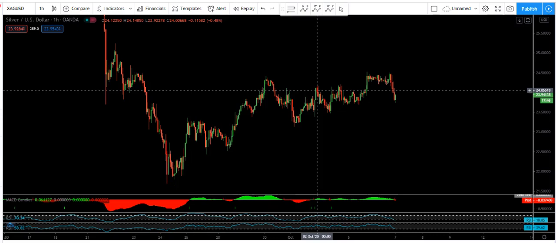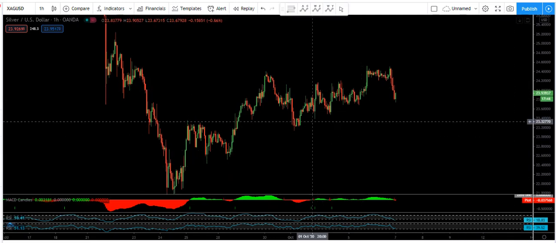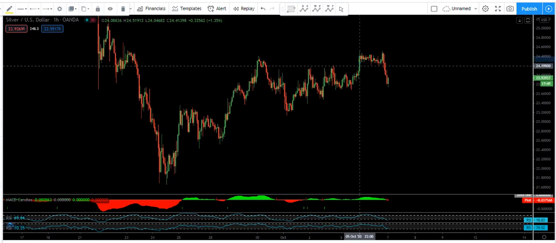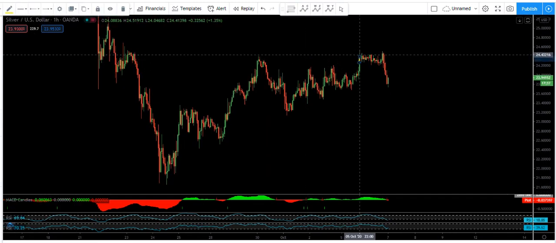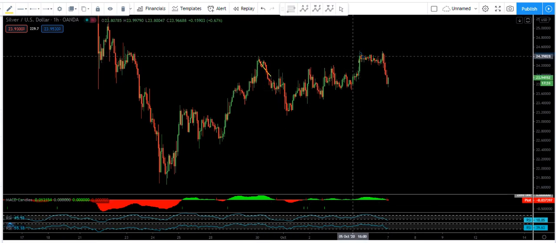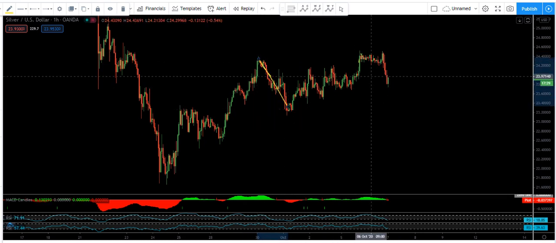Silver. Now we are based on the 1 hour chart. If you refer back to my last video, when the price was exactly here, I mentioned that we are expecting the price to drop here. That's why I highlighted that we are expecting to get something similar to what we have here.